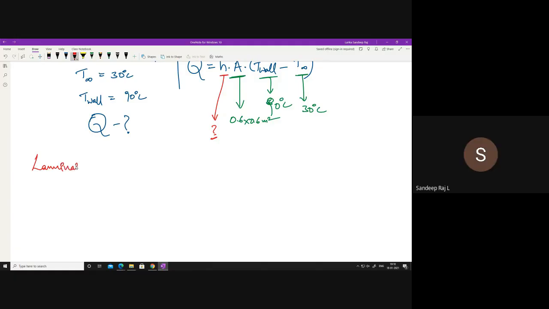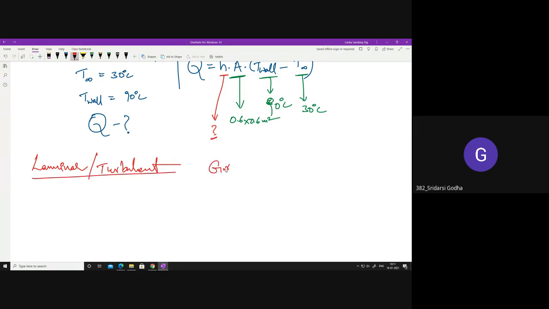...is laminar or turbulent. So how do you check whether it is laminar or turbulent in case of natural convection? Somebody tell me. We will make use of the Grashof into Prandtl.